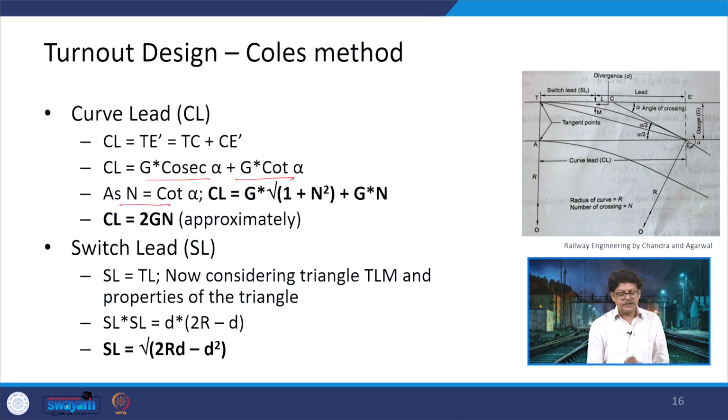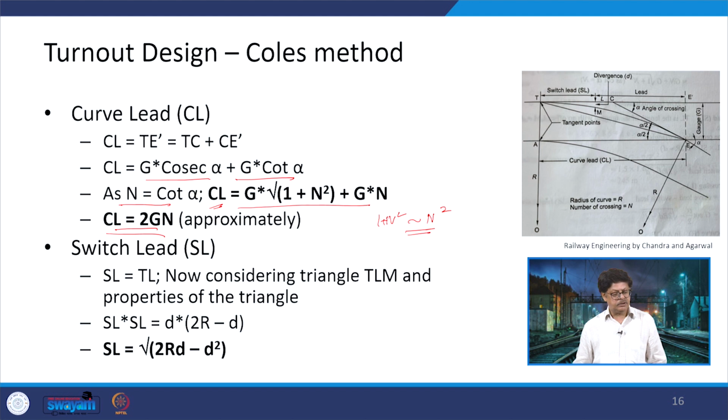Now, if we consider that n is defined as cot alpha, on the basis of the right angle triangle, then CL will be transformed into the equation G into 1 under root of 1 plus n square, plus G into n. Now, 1 plus n square is roughly equal to n square. So, this was under root of n square, so it is G into n plus Gn. So, we can also write approximately that CL is going to be equal to 2Gn.